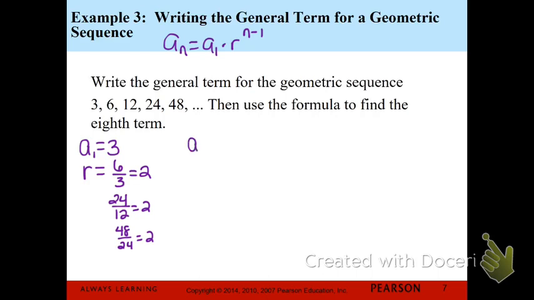All right, so for my formula, I get a sub n equals, what was my first term? 3 times r, which is 2 raised to the n minus 1. Can I do anything else there? Can I multiply the 3 and the 2? No, because PEMDAS tells us we do exponents first, and we can't do anything with that n minus 1 up there, can we? So, unless we can get rid of that exponent, we're stuck right there. So, we're not going to do anything else. So, there's my formula.